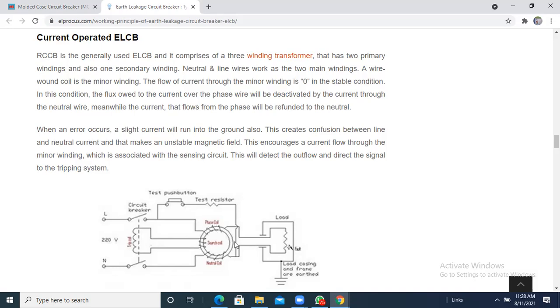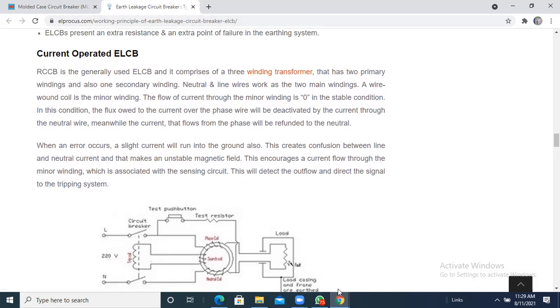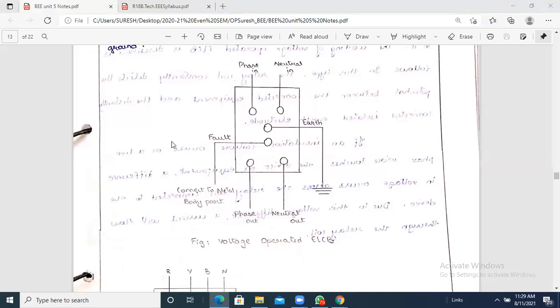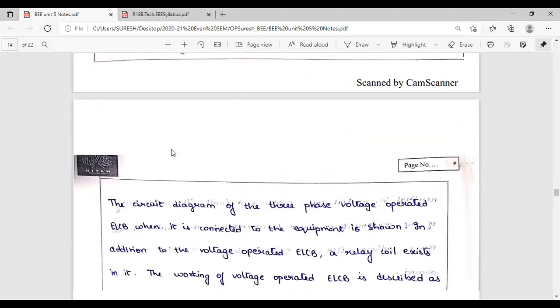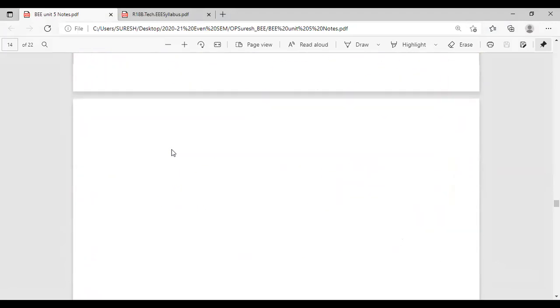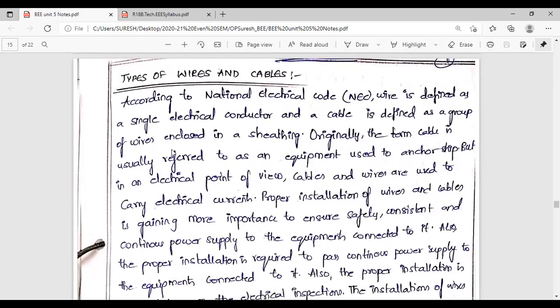If you are stuck, you can ask me. With this, we have completed the ELCB. This one I shared yesterday, this link also, ELCB. See in your WhatsApp group, I have shared this one also. In your material also I have given, but in the material I have not given the current operated ELCB, only the voltage operated ELCB. That is about ELCB. Is it clear? What is ELCB? Earth leakage circuit breaker. Yes, sir.